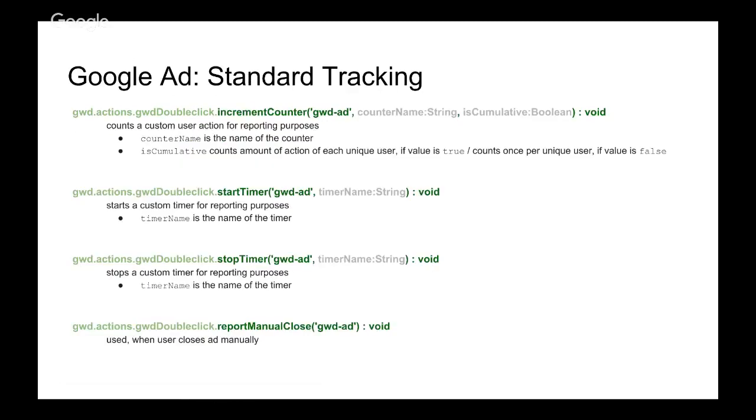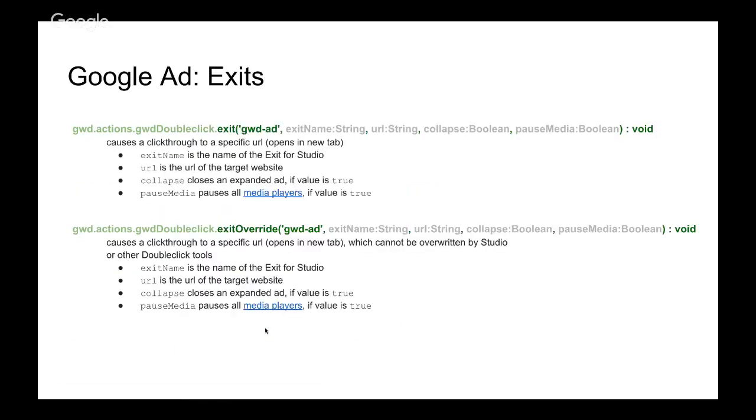Also, there are other standard trackings. For example, if you want to count how often a user has done something, then there is increment counter. This will be visible in reporting, like the enabler actually does. If you want to measure how long the user is doing something on a specific page, then you can start timer and stop timer. And if the user, for example, has an interstitial and wants to close it, or a floating, then you can also report manual close and close the banner.